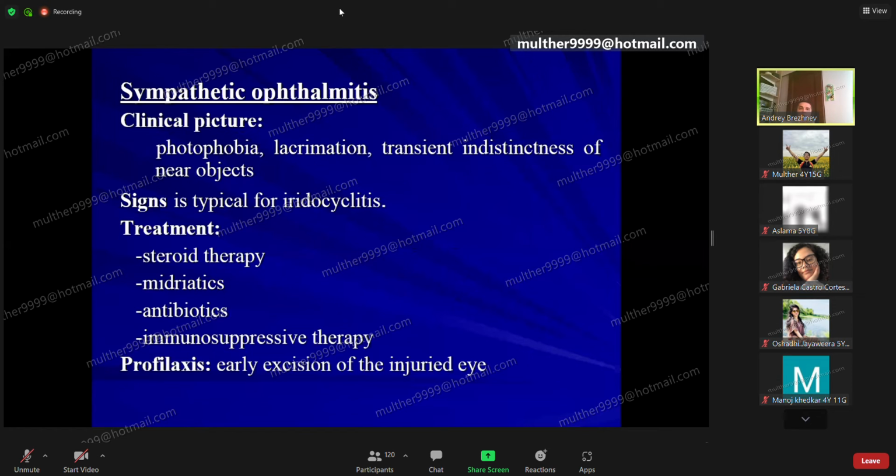And several words about the so-called sympathetic ophthalmitis. Sympathetic ophthalmitis is a bilateral granulomatous panuveitis, which follows a penetrating ocular trauma. It is a very severe complication, and it may develop from 4 to 12 weeks after either an injury or early intraocular surgery on the eye. Etiology is still not known exactly.